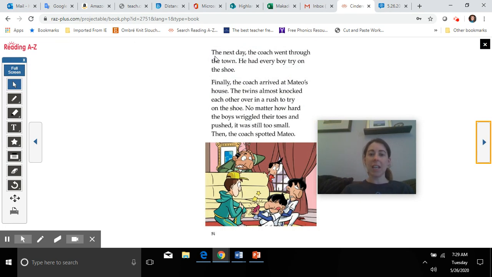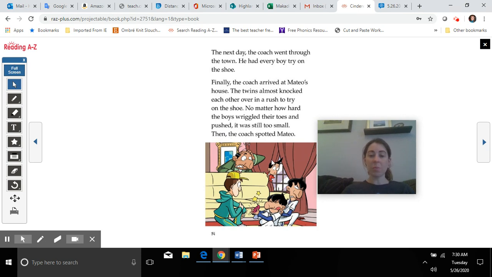The next day, the coach went through the town. He had every boy try on the shoe. Finally, the coach arrived at Mateo's house. The twins almost knocked each other over in a rush to try on the shoe. No matter how hard the boys wiggled their toes and pushed, it was still too small.